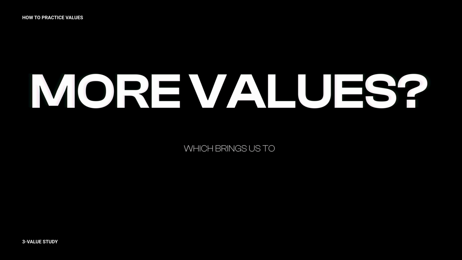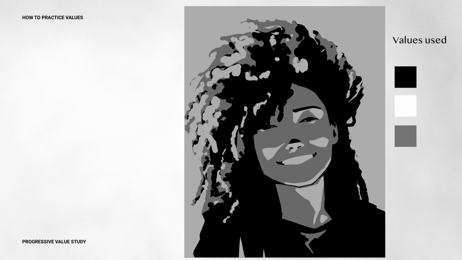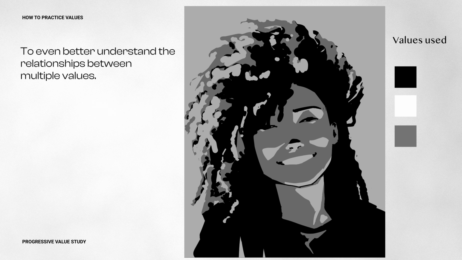There's our 3-value study. You can see by adding just one more value, the subject's form improved drastically. So what if we added even more values? This brings us to the progressive value study. The goal of progressive value study is pretty much the same, but with an increased level of difficulty.